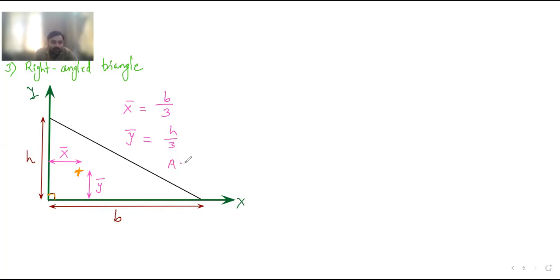And what is the formula for area? It is half into base into height. The formula is half into base into height. Okay. Now for this triangle, you should tell me the formula. This is again a right angle triangle.